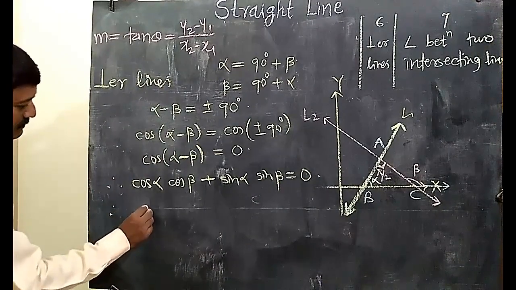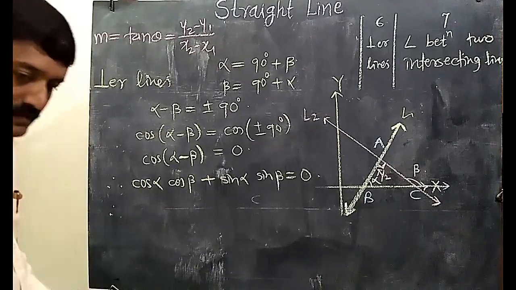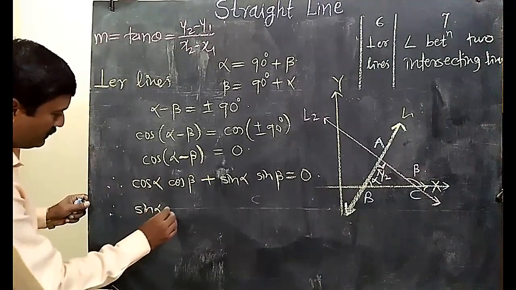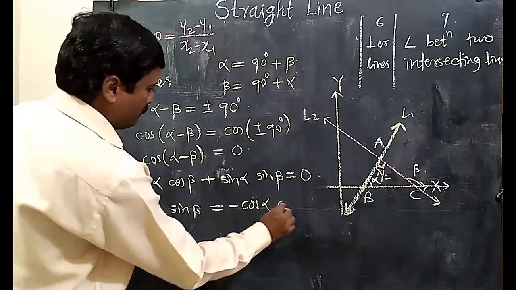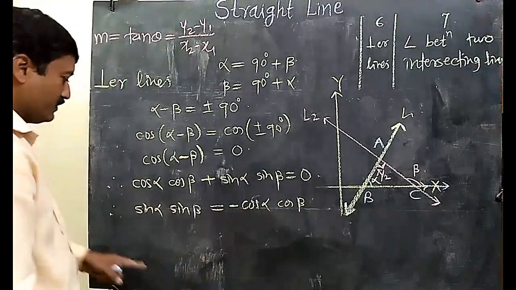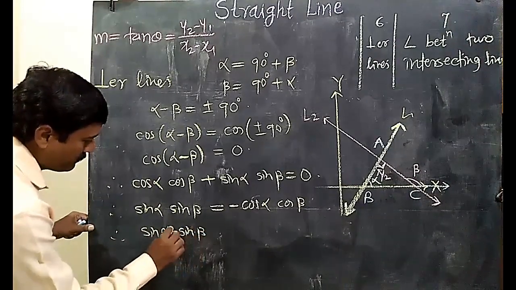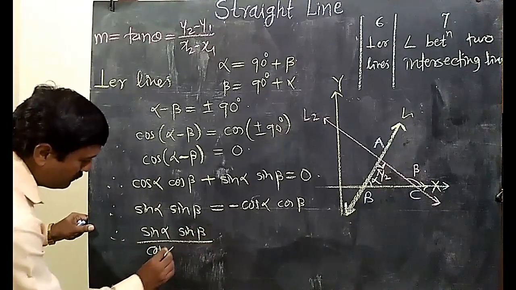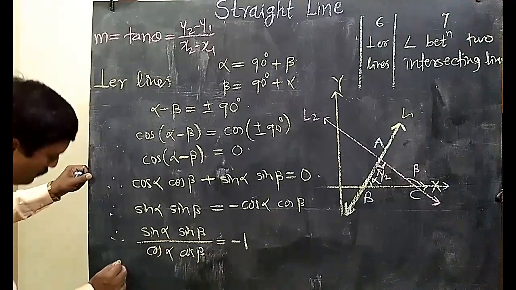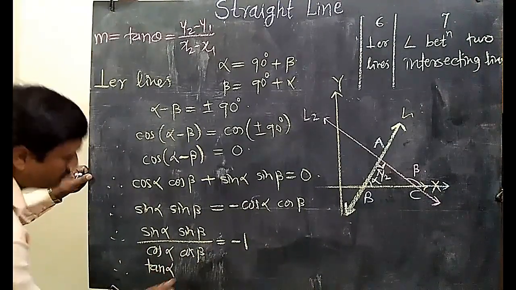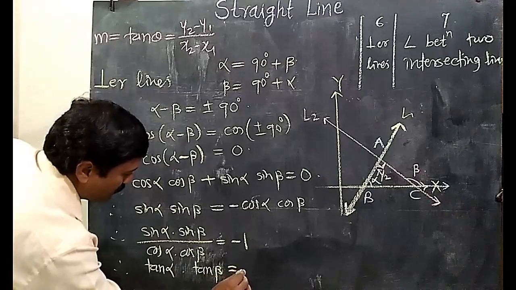Then from this we get sin alpha sin beta equal to minus cos alpha cos beta. Keeping sin alpha sin beta on the left side, we take the other term to the right side, where it becomes minus of cos alpha cos beta. Taking cos alpha cos beta to the left side, we get sin alpha sin beta upon cos alpha cos beta equal to minus 1. Sin alpha upon cos alpha is equal to tan alpha, and sin beta upon cos beta is equal to tan beta, and the product is equal to minus 1.